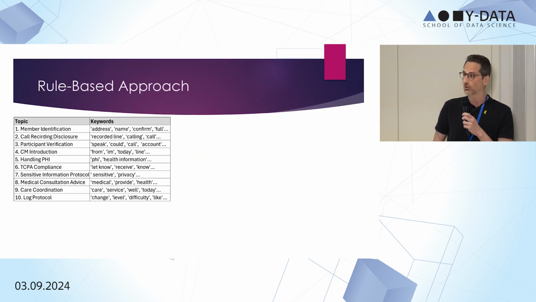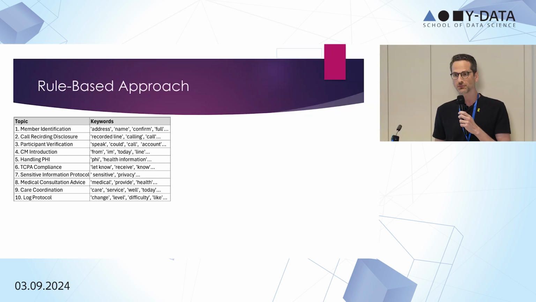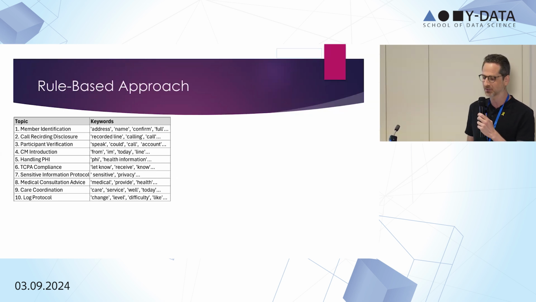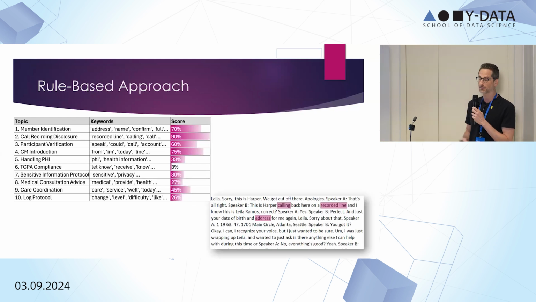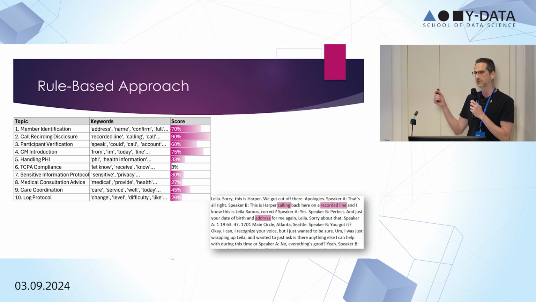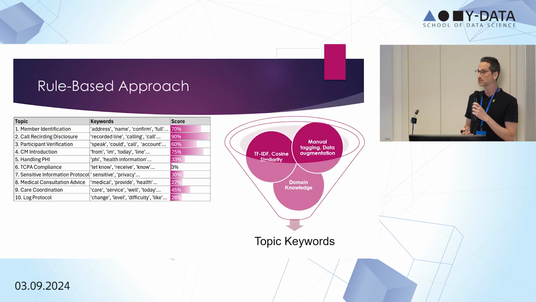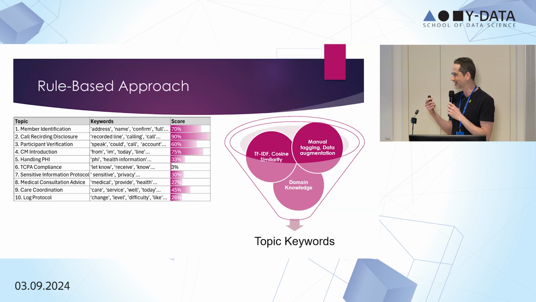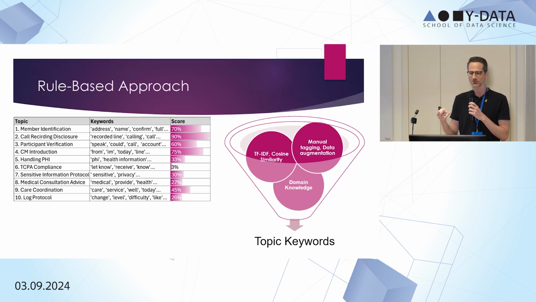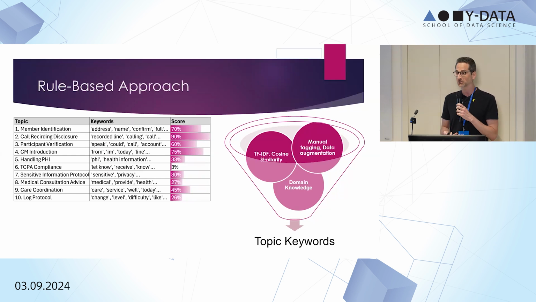In a rule-based approach, we define a set of keywords that characterizes each of the topics. Then given a text window, the model counts the frequency of these keywords and calculates a score for each of the topics. The topic with the highest score then becomes the class for the entire window. Very simple, but the real challenge in this approach is to come up with the best keywords that characterize each of these topics well. So to do that, we used various strategies.